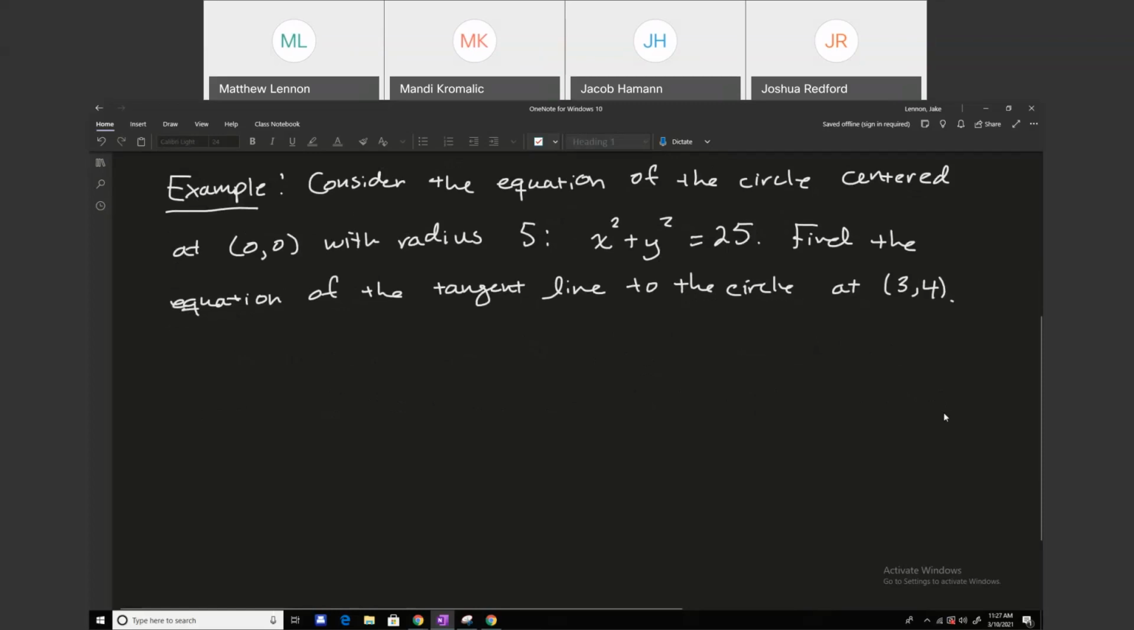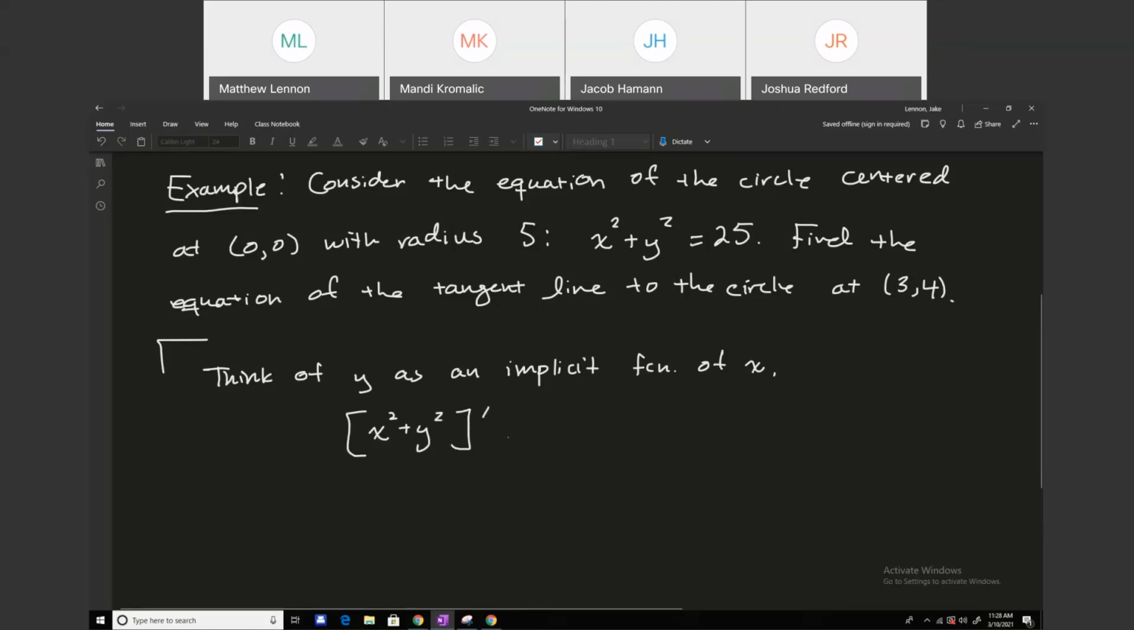So it's not so easy to solve for y in that equation. You'd have to have some plus or minus square root stuff, and that would make the derivative more complicated. So the idea here is we're going to think of y as an implicit function of x. So we take the equation x squared plus y squared equals 25, and we're going to differentiate both sides.